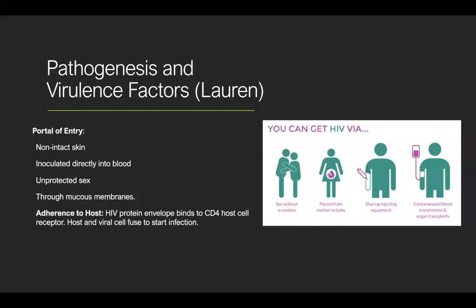For pathogenesis and virulence factors, the portal of entry can be through a few different ways, which is demonstrated in the picture to the right. Some of these examples are through non-intact skin, if it was inoculated directly into the blood through needles or drug use or sharing syringes, unprotected sex, and through various mucous membranes throughout the body. How HIV adheres to the host is that the HIV protein envelope binds to the CD4 host cell receptor, and when this binding happens, the host and viral cell fuse together, and that's when the infection starts.